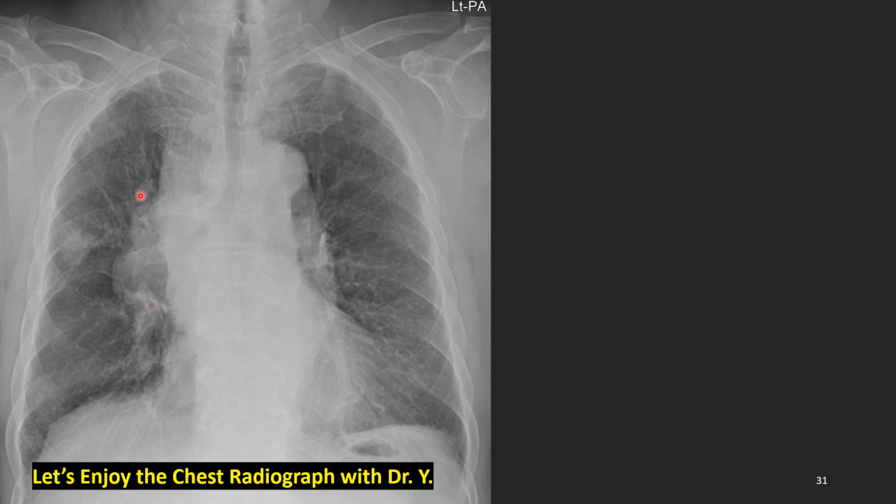Yes, we can imagine. What about this? Yes, we can imagine. This is solitary pulmonary nodule. We got it. But lymph node metastasis is much more than that. Much more, much bigger, much larger than the primary site of solitary pulmonary nodule. Can you imagine?